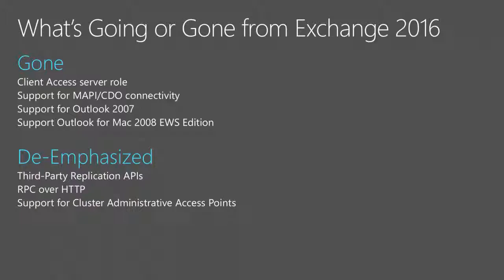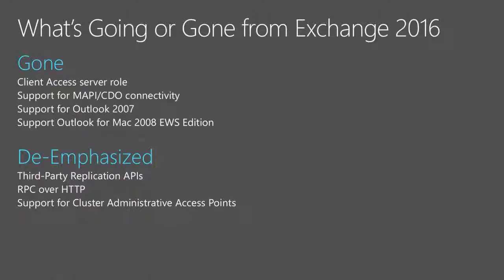Things that are de-emphasized, and by de-emphasized, I want to stress that we're using a very particular term here. Typically, when we talk about features that are going away or gone, we'll use one of three terms. We'll either say de-emphasized, deprecated, or cut. Okay? Cut's pretty easy to understand. The feature's just gone. It doesn't exist anymore. MAPI CDO connectivity was cut. It's gone. The client access server role was cut. It's gone. It doesn't exist.